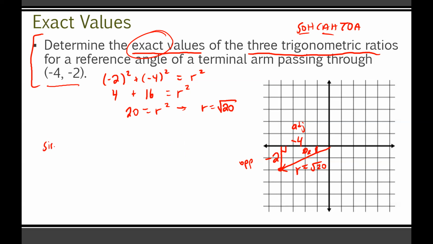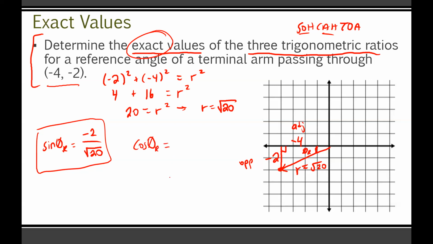So let's move on. Sine of your reference angle, sine theta r, equals opposite over hypotenuse. Look at your theta r right here. The opposite side is -2 over your hypotenuse, which is square root of 20. There's one of your answers right there, already done. Next one, cosine. Cosine of theta r equals adjacent over hypotenuse, so the adjacent side is -4. Hypotenuse, once again, is square root 20. There you go. There's your second one.